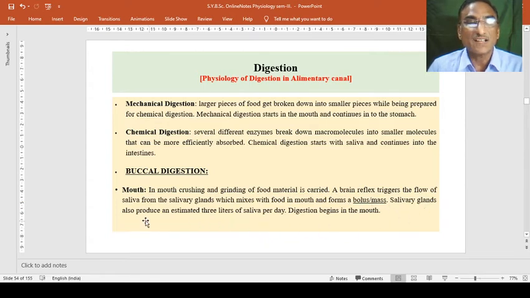Salivary glands produce an estimated 3 liters of saliva per day. 3 liters of saliva which is continuously liberated drop by drop from the salivary duct opening into the mouth, and digestion begins in the mouth. So actual digestion starts in the mouth, the first part of the alimentary canal.